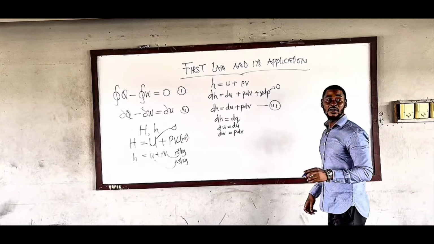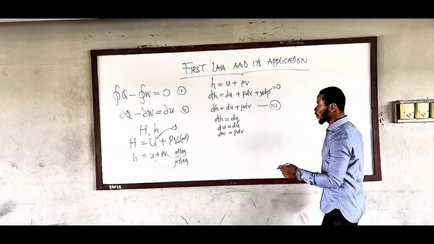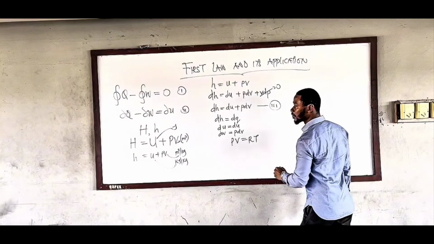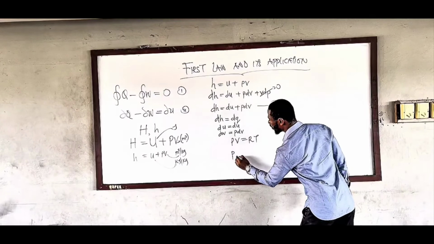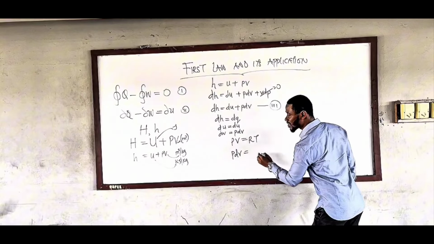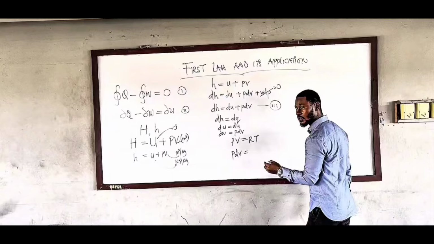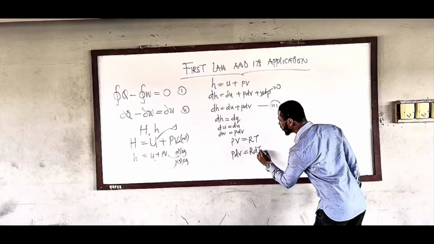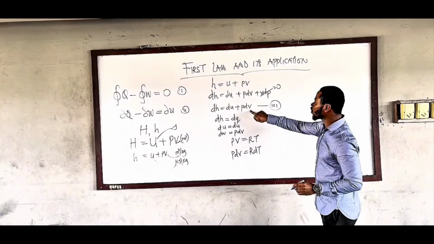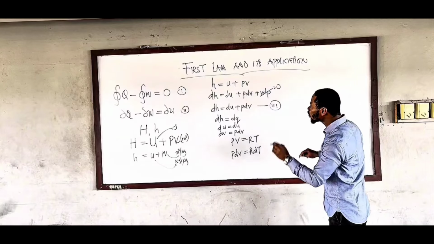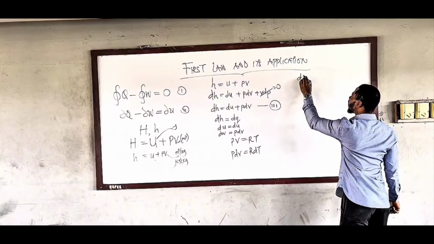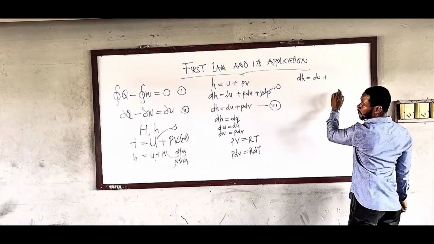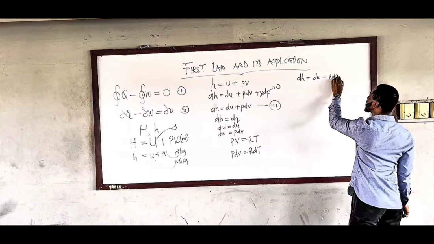Follow the ideal gas equation, which states that Pv equals what? RT. So when you differentiate this, you have P dv equals, since R is a constant, you don't need to differentiate it, it retains its value. So we have R dT, which means equation 3 is also written in this form: dh equals du plus R dT.